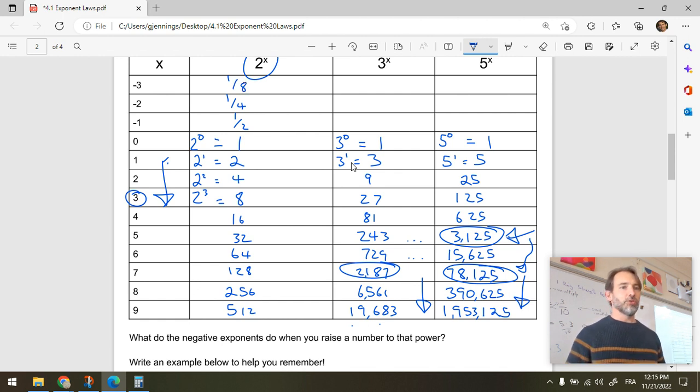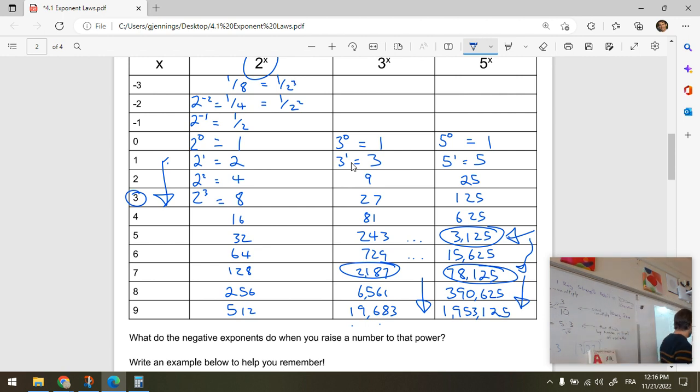1/8. Okay, so notice these did not become negative values. When I have a negative exponent, 2 to the negative 1 is equal to 1/2. 2 to the negative 2 is equal to 1/4. Well, that's just 1/2 squared. And 1/8, that's 1/2 to the 3. It just flips. This value here puts it on the bottom of the fraction. So we see the negative exponents just flipping our base.